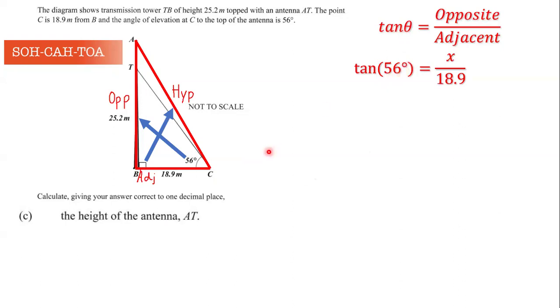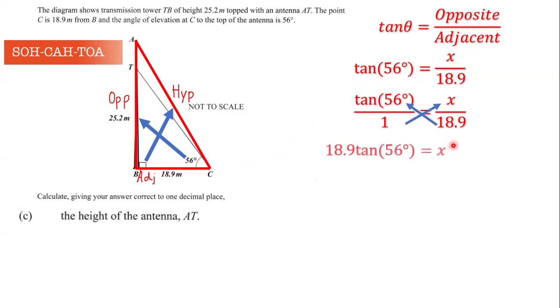Now we know what theta is. Theta is 56 degrees. We know what the adjacent is, because that's 18.9. The opposite is x. Because we're trying to figure out what x is, we're going to put tan of 56 over 1, and this is going to be equal to x over 18.9. We're going to cross multiply, and so we get that x is equal to 18.9 tan of 56. We multiply 18.9 by tan of 56 degrees, and we get x is equal to 28.0204023.